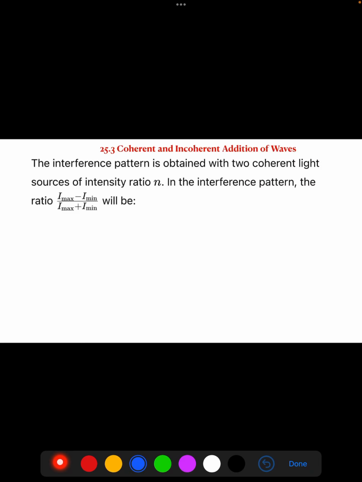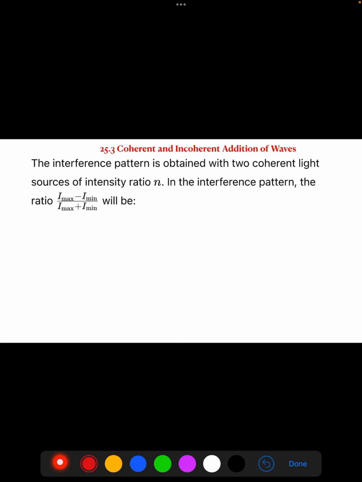Okay student, now listen, we are going to see one important sum which is asked in coherent and incoherent addition of waves. The question is: the interference pattern is obtained with two coherent light sources of intensity ratio n. By the interference pattern, the ratio of I max minus I minimum to I max plus I minimum will be. They are asking this ratio.